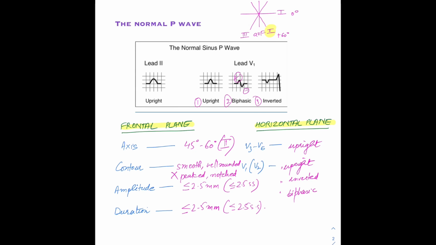So in general, in the frontal plane, lead 2 is the best lead to see the P wave morphology, and it's always upright in this lead. If in lead 2 the P wave is inverted, that means that the P waves being generated are not of sinus node origin. They are being produced from some ectopic region, some other part of the atrium. When we talk about the horizontal plane, in general, from leads V3 to V6, the P wave is upright, whereas in V1 and sometimes in V2, the P wave can have different morphologies. It could be upright, inverted, or biphasic. By biphasic, I mean that the initial part of the wave is positive and the second half is inverted.